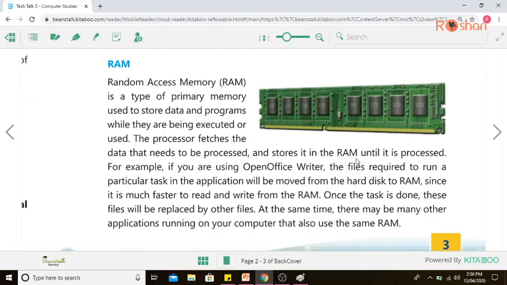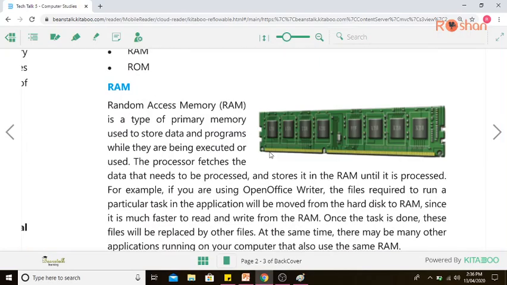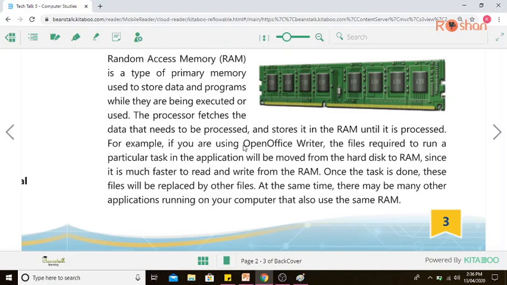Random access memory is a type of primary memory. It is used to store data and programs while they are being executed or used. The processor fetches the data it needs to process, stored in RAM until it is processed. So it collects all the information and sends it to the processor for further processing. So this is called RAM. Go through it, it's very easy theoretical information, and then you can understand the things.